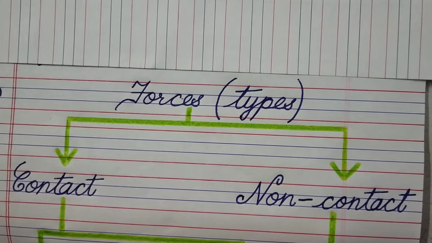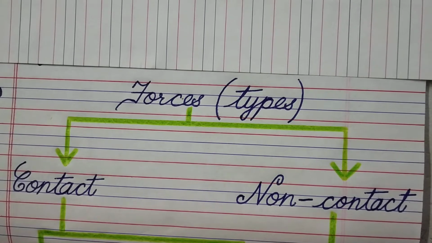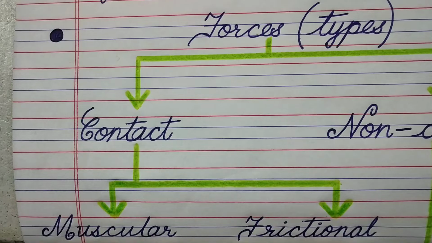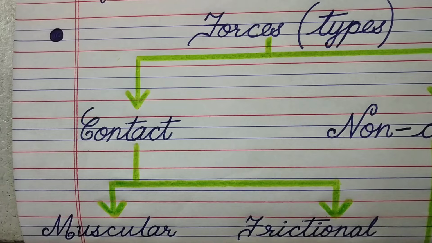Forces are of 2 types, contact forces and non-contact forces. Now what are contact forces? Contact forces are those forces that come into action when the 2 objects are in actual contact with each other. That is, the objects physically touch each other. There are 2 types of contact forces, muscular force and frictional force.